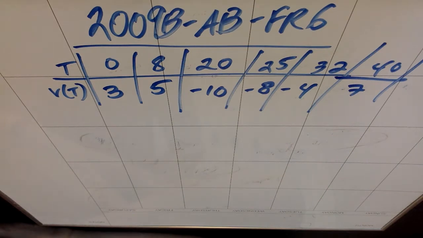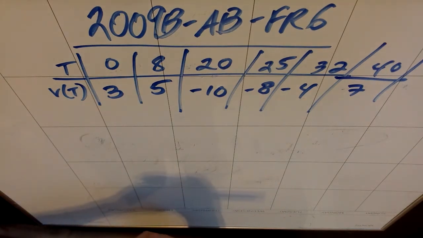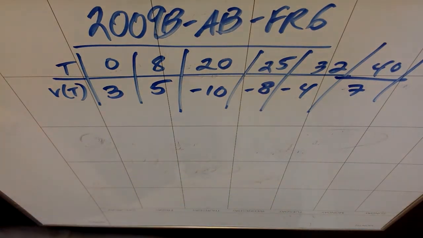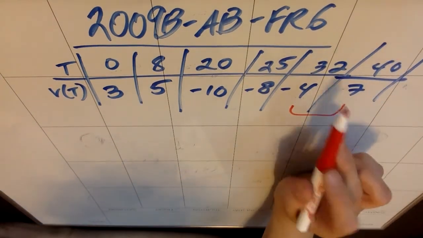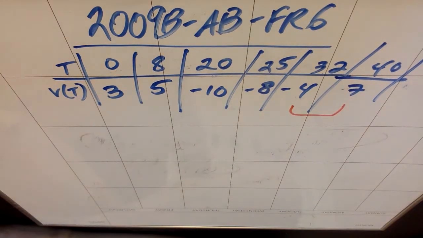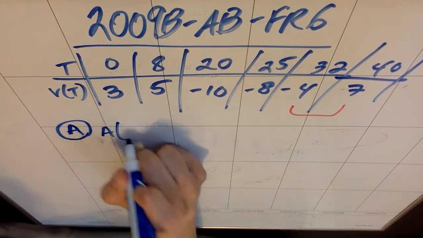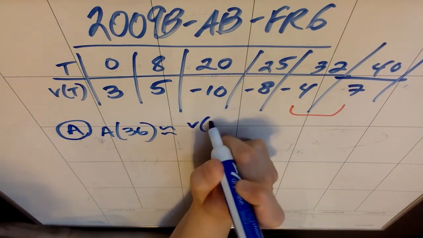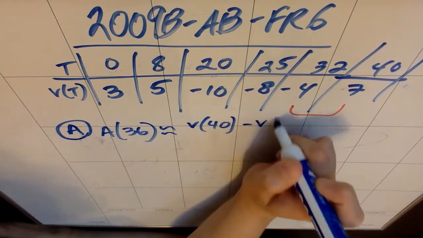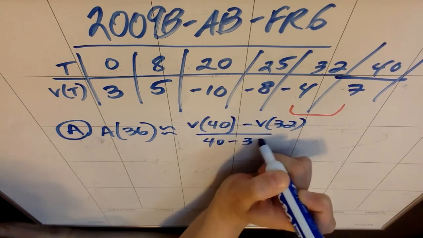Part A, estimate the acceleration. What? The derivative? I can do that. That's just old school slope. Of the particle at t equals 36 seconds, show the computations that lead to your answer. So they want the derivative at 36. Well, 36 is very conveniently located right between 32 and 40. So for part A, the acceleration at 36 is going to be approximately what happens if I do v of 40 minus v of 32 over 40 minus 32, right?